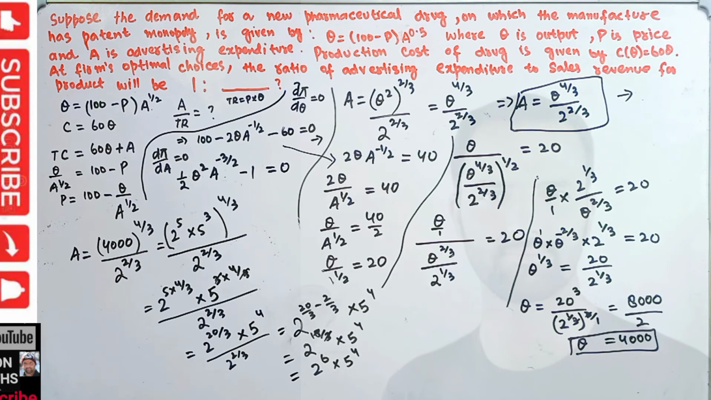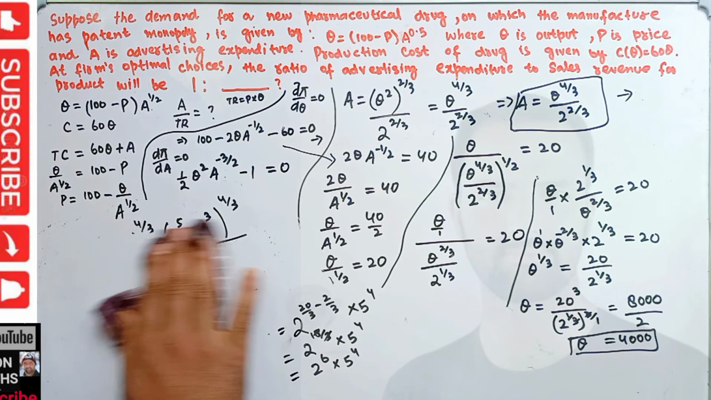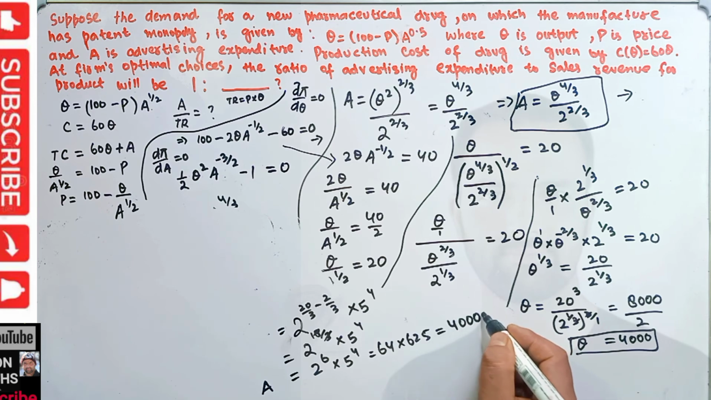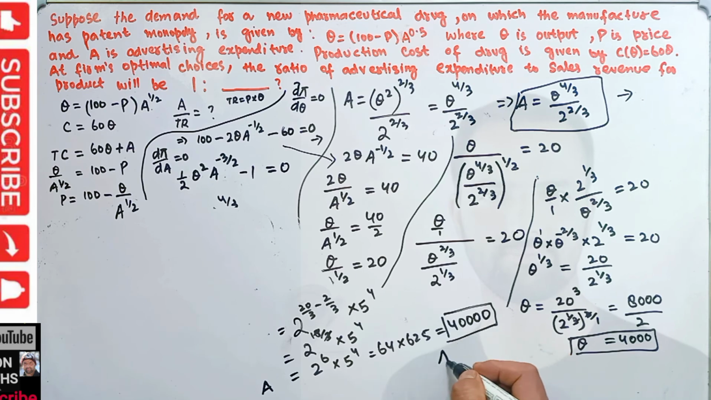Okay, let me rub this to make it spacious here. So we are just getting the value of A. Okay, so what is this? This is 2, 4, 8, 16, 32, 64. So this is 64. Now 5 5s are 25, 25 into 5 is 125, 125 into 5 is 625. If we multiply these two things, this will come out to be 40,000. So we got the value of A is equal to this.